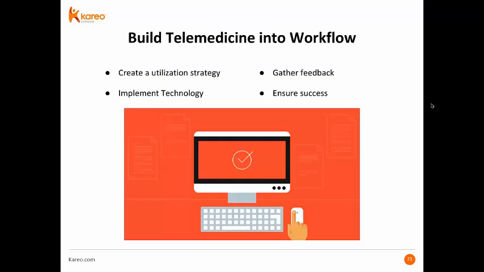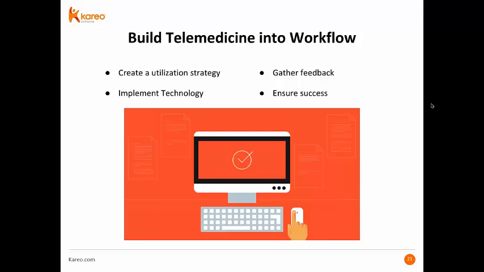All right, regarding building telemedicine into your workflow, generally we suggest that you start by creating a utilization strategy. Ask yourself a couple of questions, things like, what types of visits do you want to conduct remotely with your patients? What days and times will your patients be able to meet with providers via telemedicine? You should establish clinical protocols specific to your practice and specialty to ensure that everybody on your team understands what telemedicine is best suited for.